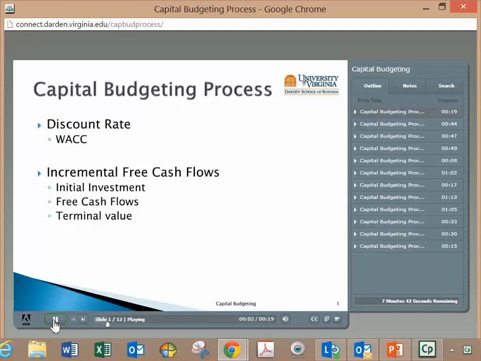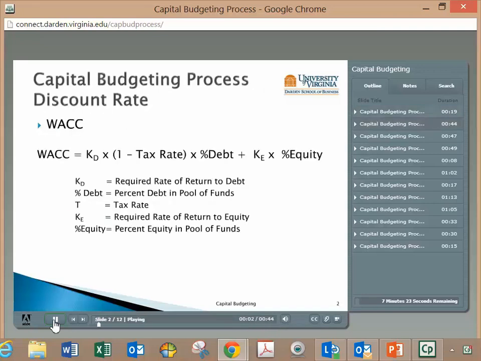There are two parts to the capital budgeting process. First, we need to estimate the discount rate, the weighted average cost of capital, and the second part is estimating the incremental free cash flows. These free cash flows are made up of three items: the initial investment, the annual free cash flows, and finally the terminal value. Let's start with a quick review of the weighted average cost of capital.